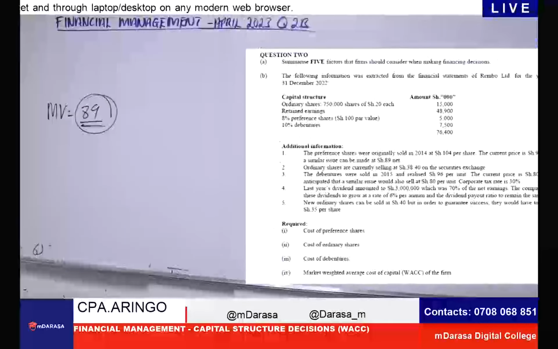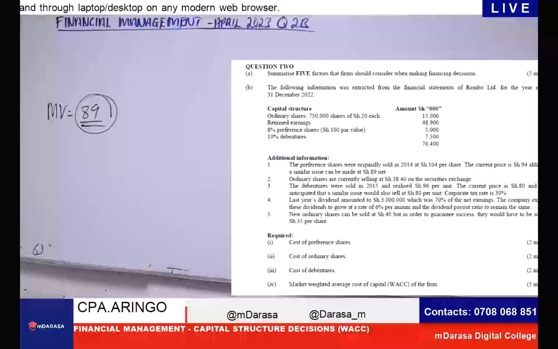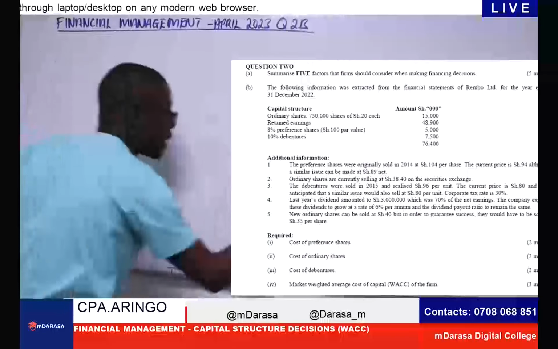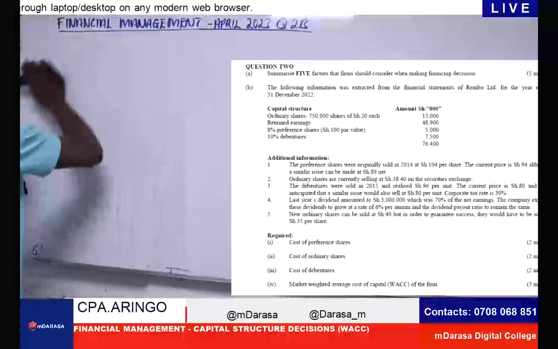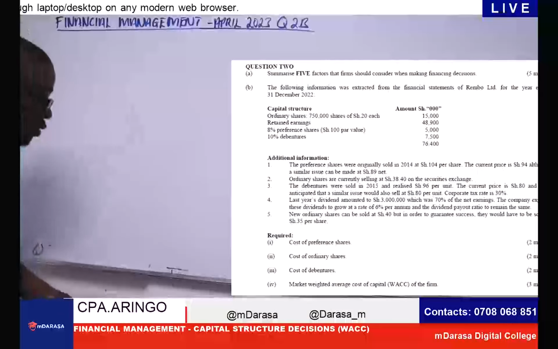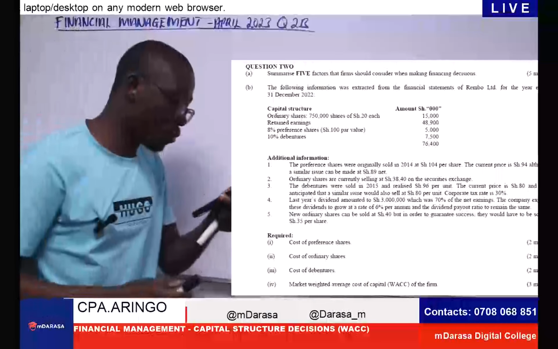This is how we're going to consider it, my good students. Always have this in mind. For you to earn all the points, being a quantitative paper, it is important that you start with your formula first. It is very important that you start with your formula first. So the first case, the examiner wanted us to compute the cost of preference shares.